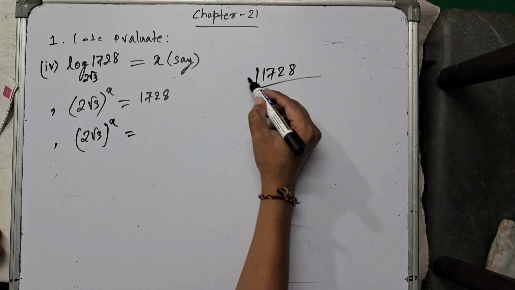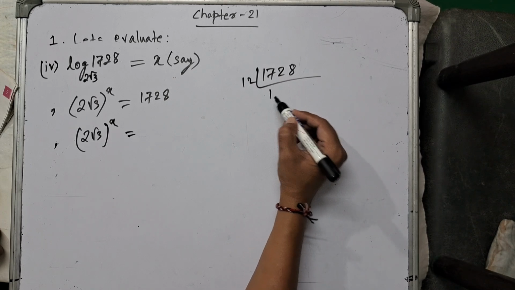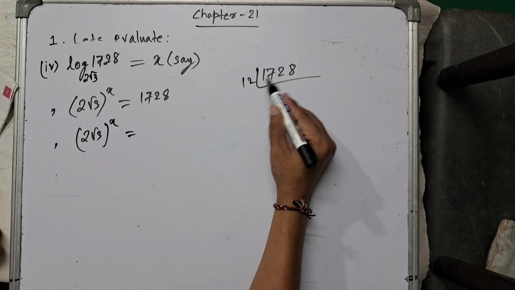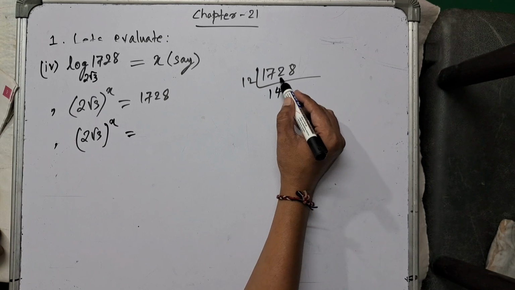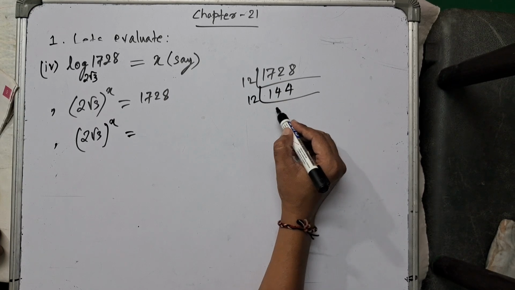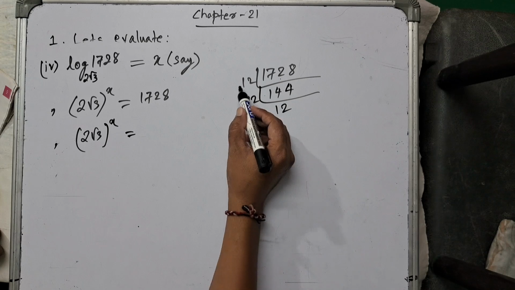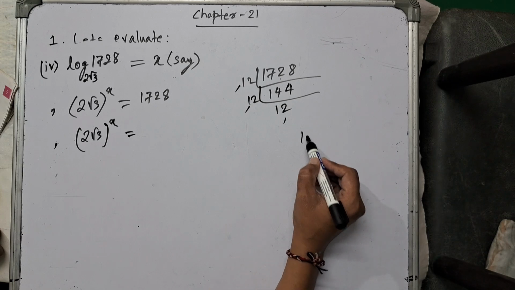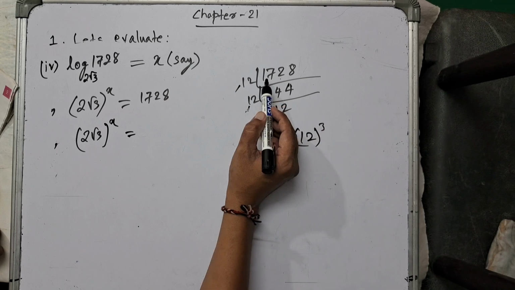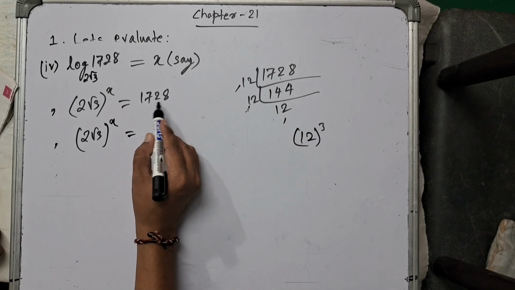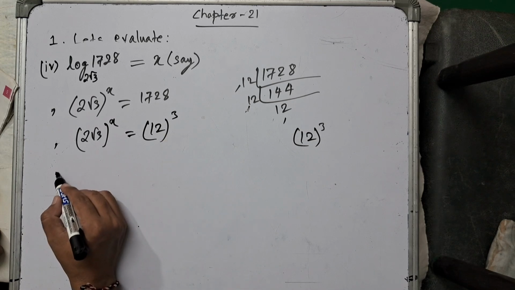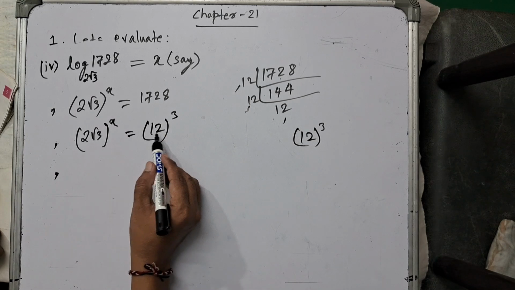Let me try with 12. So 12 ones are 12 plus 5 will give us 17. This becomes 52. 12 fours are 48. 4 in hand. This becomes 48. 12 fours are 48. 12 twelves are 144. This means 1, 2 and 3. 12 cube, 1, 2, 3 means 12 cube is equal to 1728. So instead of this number I can write 12 cube. Now what I'm trying to do is make the bases equal.